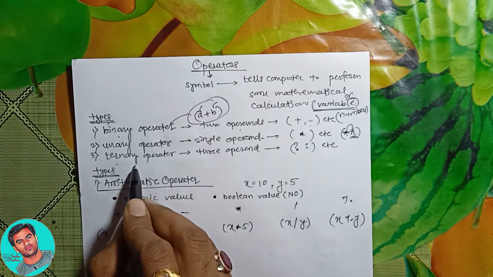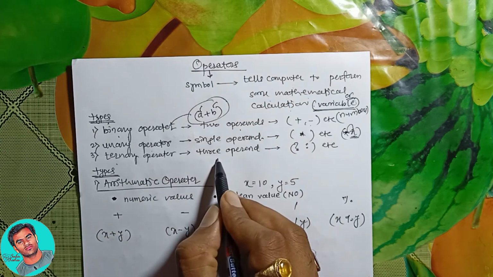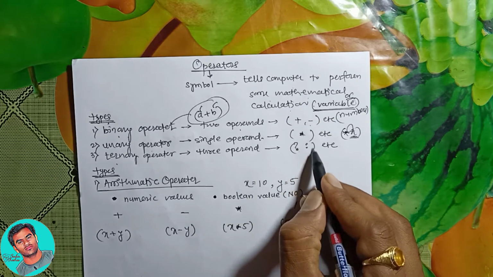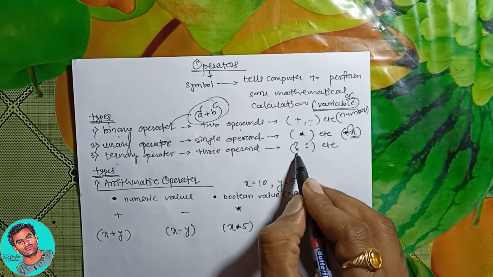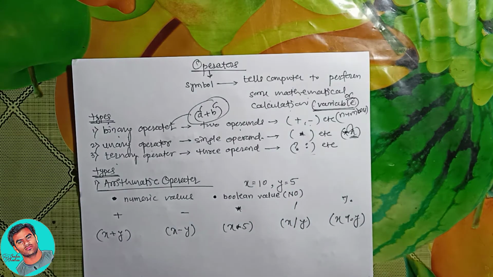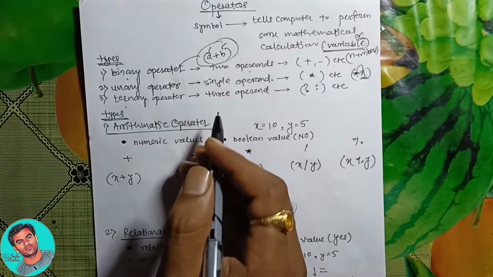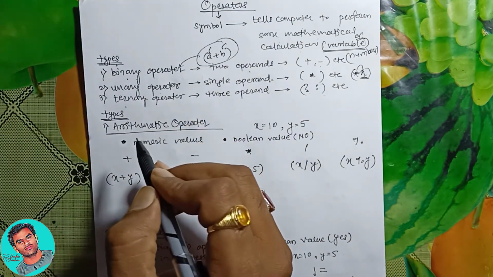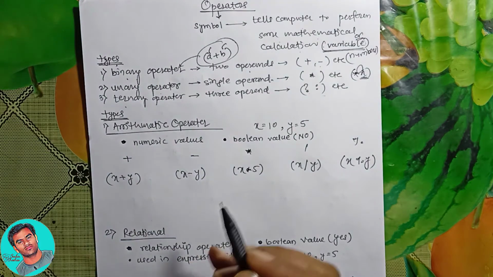Then there is the ternary operator, which has three operands, for example the question mark and colon together. After some time we are going to discuss this point. The basic types are these three, and these three get divided into some other types of operators.